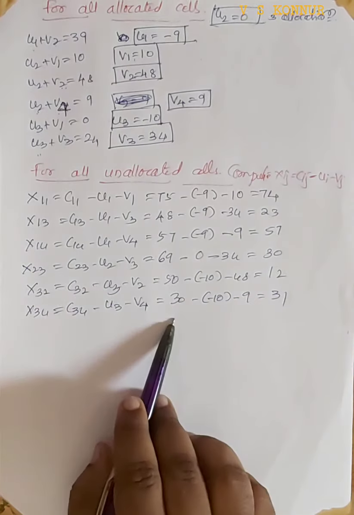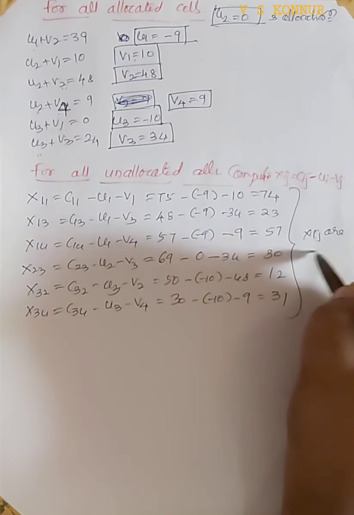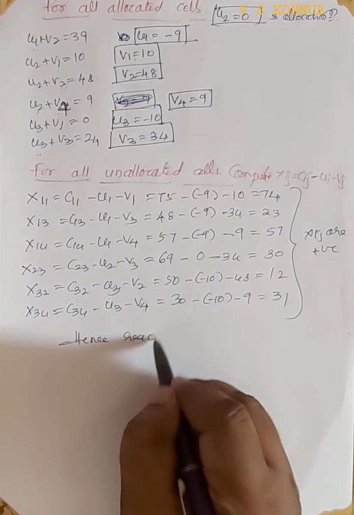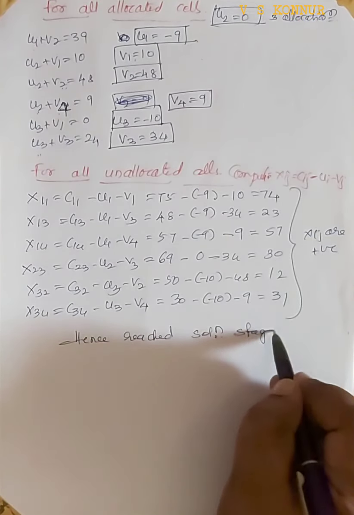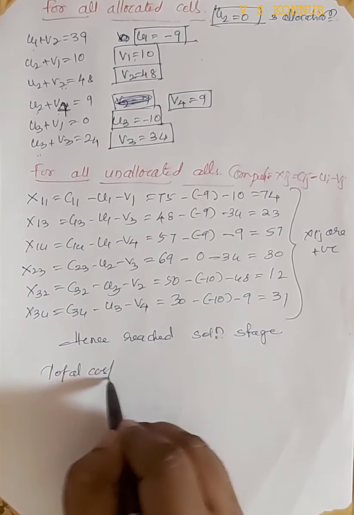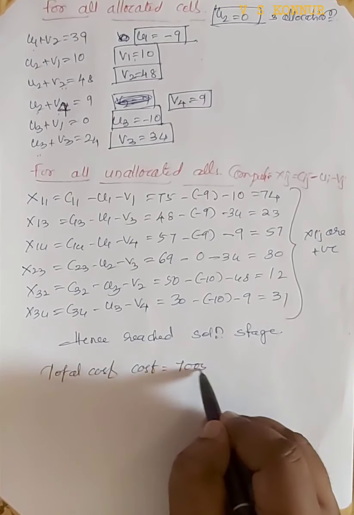From these values, all the xij values are positive, hence we have reached the solution stage. This is the solution stage. So the total cost, which I already calculated, is equal to 7,005 rupees.